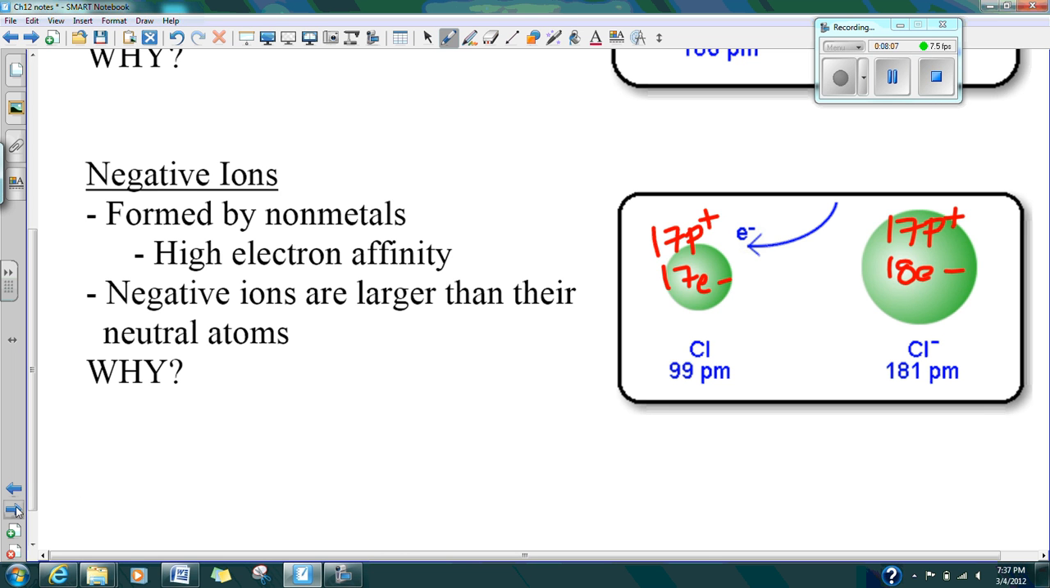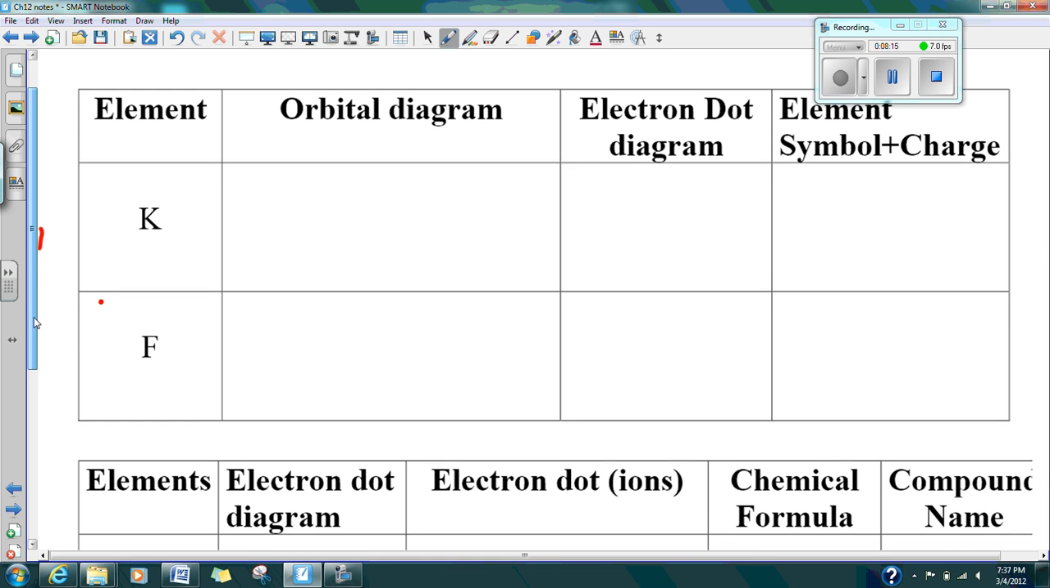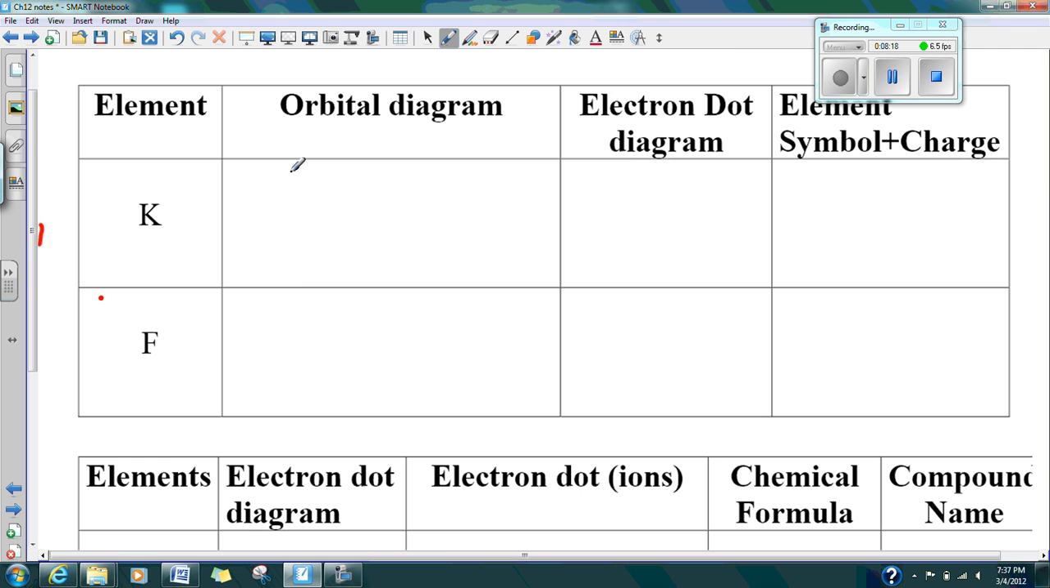So that effective nuclear charge that we talked about in the last chapter plays a part in this ionic bonding. Okay, so really quick here, we're going to review some things that we did in the last chapter. If we do an orbital diagram for potassium, you can see again the noble gas is going to be argon, and it is a 4s1 element.